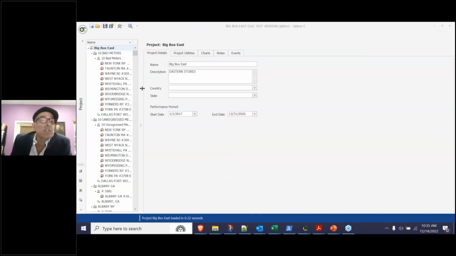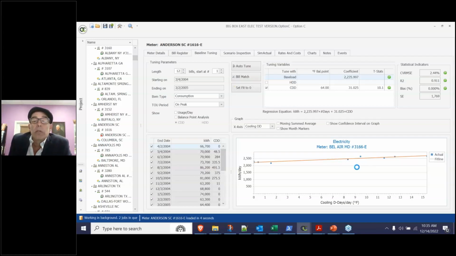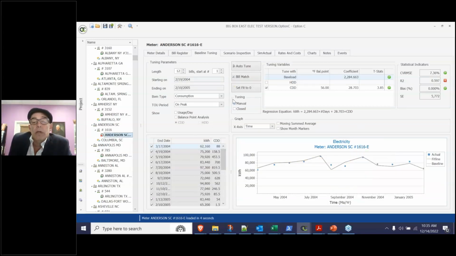Okay, I'll go down here. So here is a project. I'm just looking at meters at random. I have no idea which meters these are, but this is the one I was using here. This is dispersed around the whole country, so each meter or each location will have its own weather site.